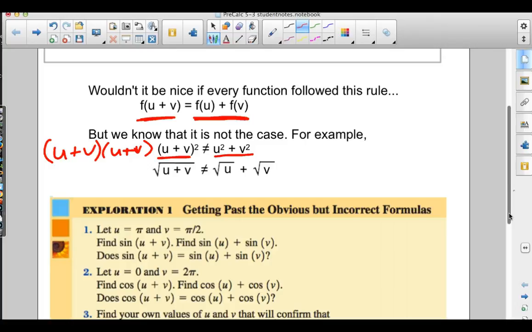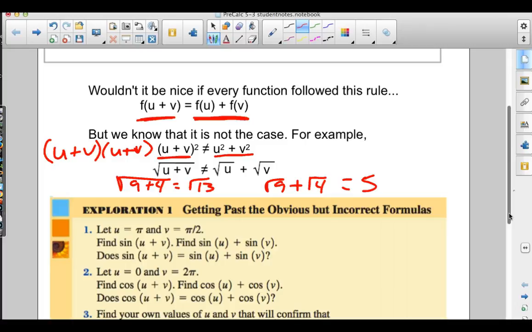Likewise, if we have the square root of u plus v, that is not the square root of u plus the square root of v. You cannot separate those two. And if you're thinking, well, that should work, then go ahead and put in a couple of nice numbers like 9 plus 4. You know, that's the square root of 13. But if we take the square root of 9 plus the square root of 4, that's 3 plus 2, which is 5. And the square root of 13 would not give you 5, so that doesn't work.